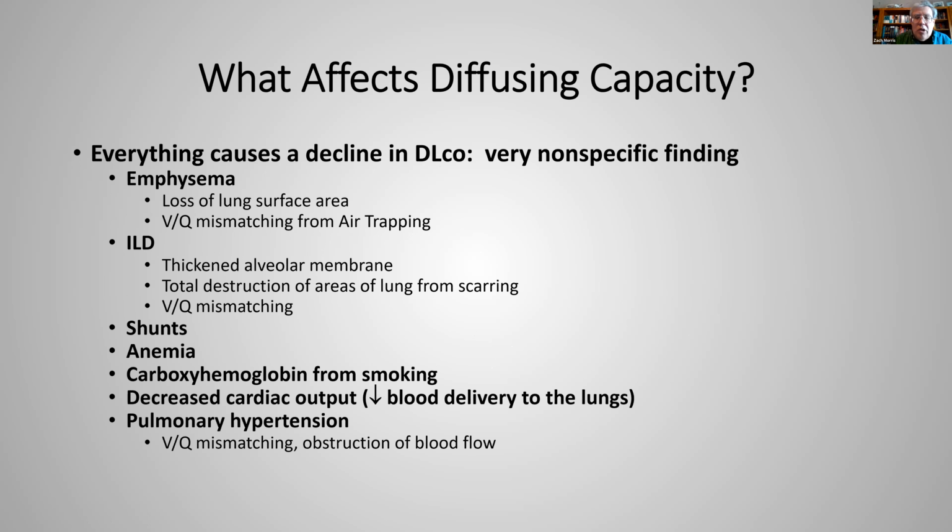Well, what affects diffusing capacity? Well, everything causes a decline in diffusing capacity. It's a very nonspecific finding. You know, emphysema by loss of lung surface area and VQ mismatching. ILD, it's multiple mechanisms. It's from thickened alveolar membranes. It's from total destruction of areas of the lung from scarring. There's also VQ mismatching, shunts do it, anemia, carboxyhemoglobin from smoking lowers diffusion, decreased cardiac output does it because it decreases your blood delivery to the lungs, not as much blood and not as much carbon monoxide uptake. Pulmonary hypertension, multiple mechanisms, but VQ mismatching is one of the big ones from the obstruction of blood flow.